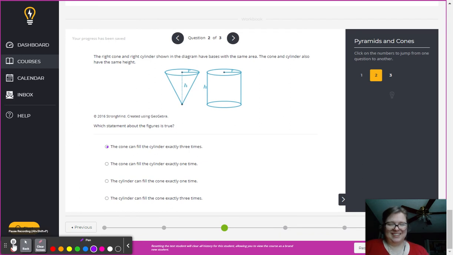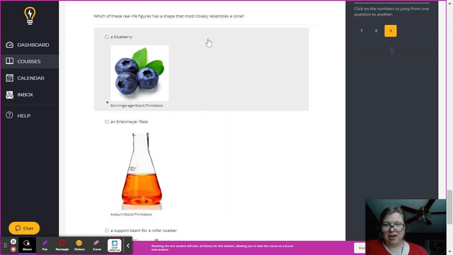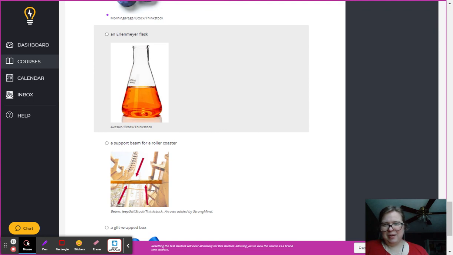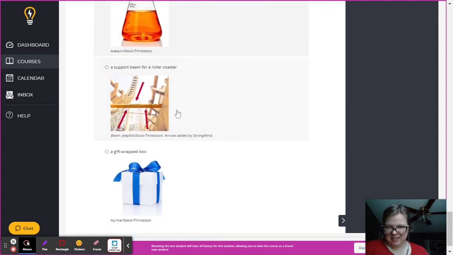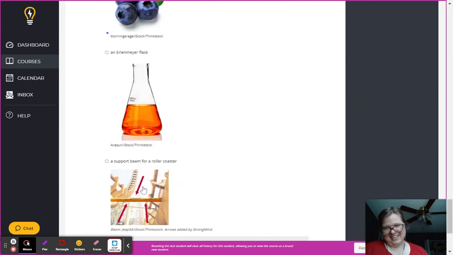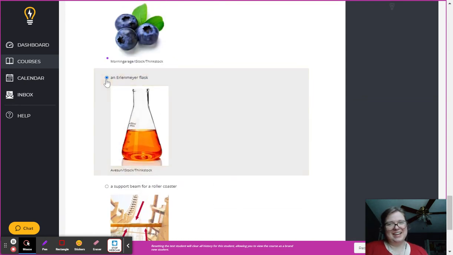Next question, I mean. And then this is some really hard-hitting math. Which one of these looks like a cone? Does a blueberry look like a cone? Does an Erlenmeyer flask look like a cone? Does this thing right here look like a cone? Or does that look like a cone? I'm going to go with the flask. It most closely resembles a cone. All right.